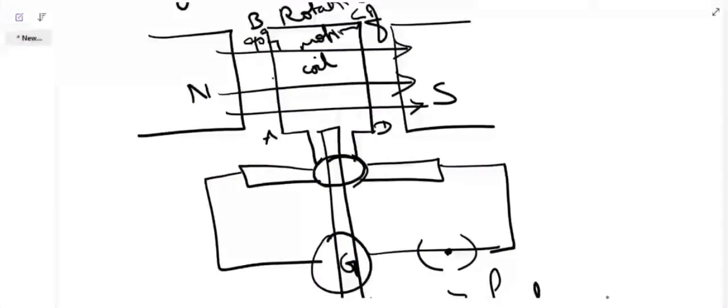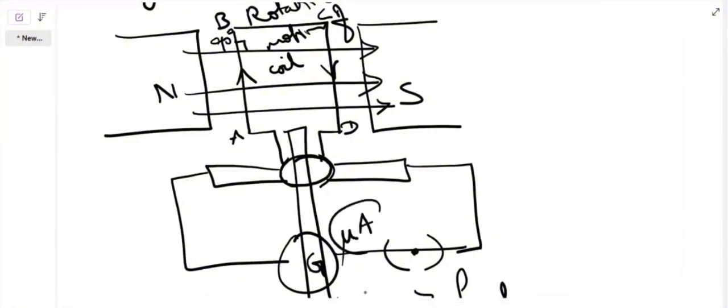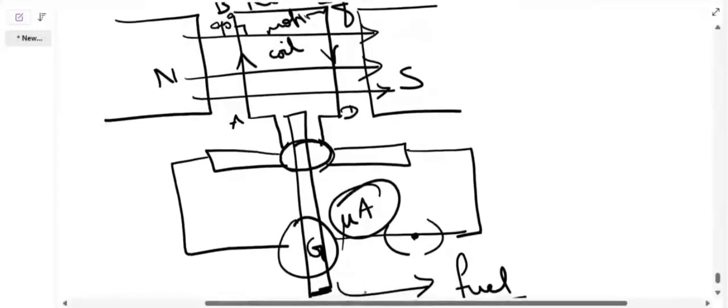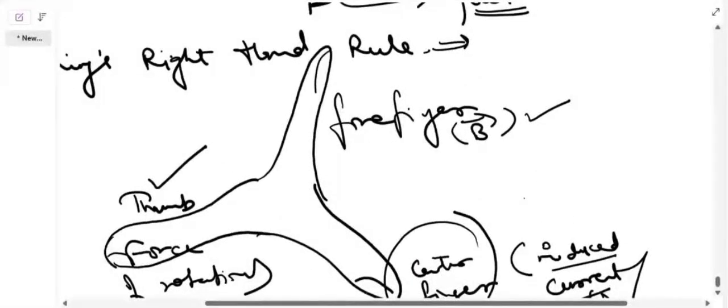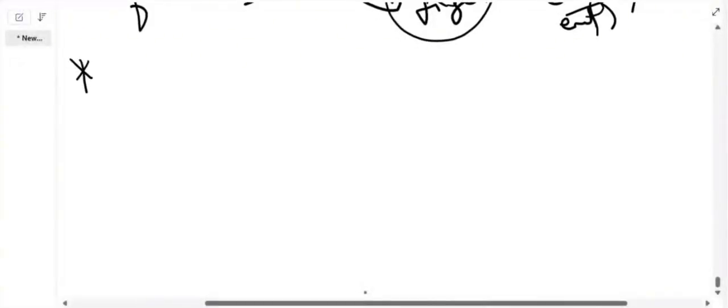Yes, ma'am. Okay. So here I am getting the current in this direction and it will be detected by the galvanometer, which measures the current even in microamperes. Okay. Any doubts? No, ma'am. Okay. Now I am moving to the next thing, and that is the photovoltaic cell.